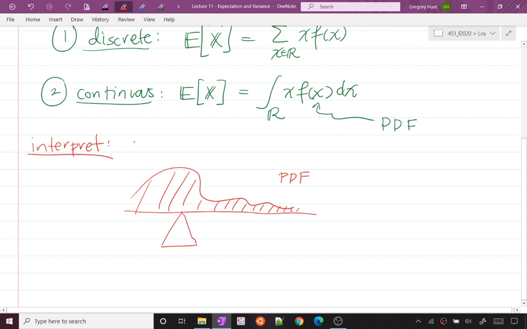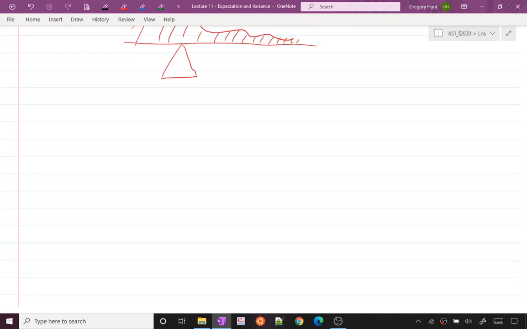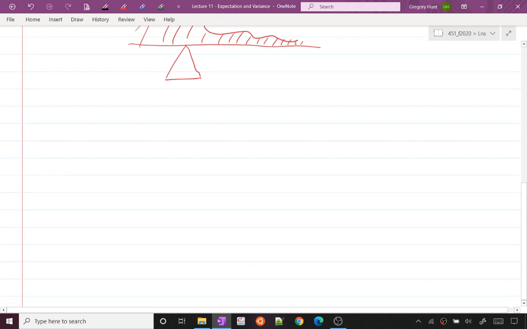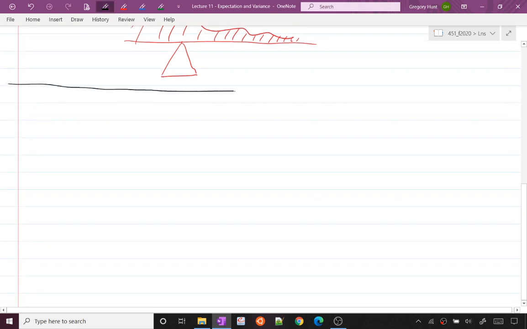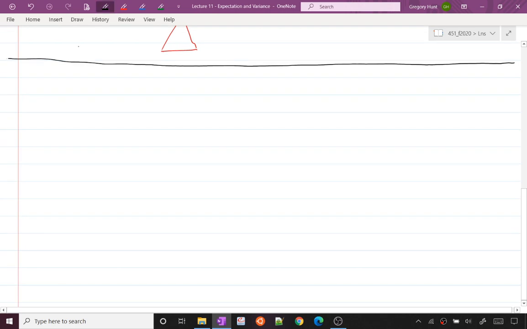So you can interpret the expected value as the balancing point. That's supposed to read balancing. Let's try writing that one again. There we go, the balancing point. Let's look at some examples, because this is all a bit abstract. So today is going to be a lot of examples of how to calculate expectation. So you'll come out of today knowing how to do expected value.